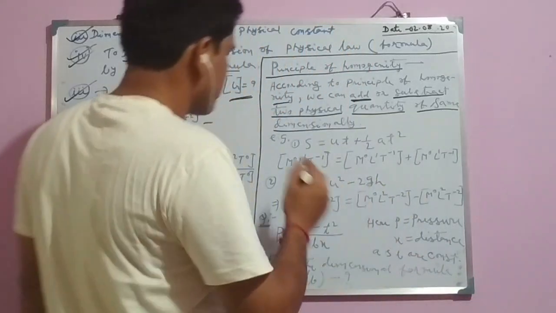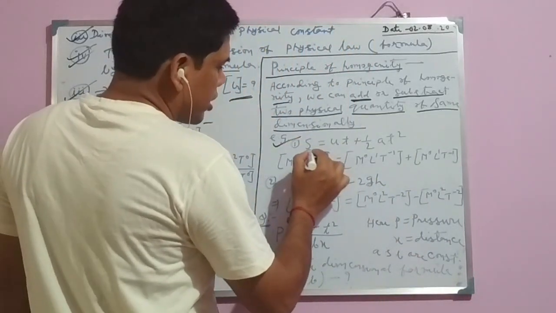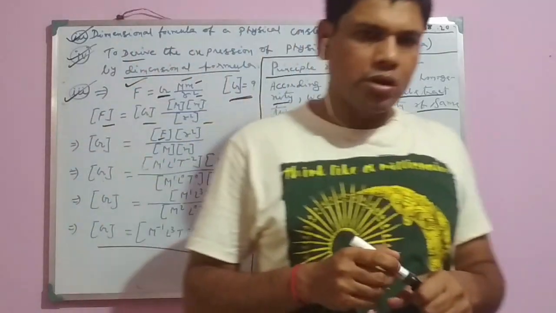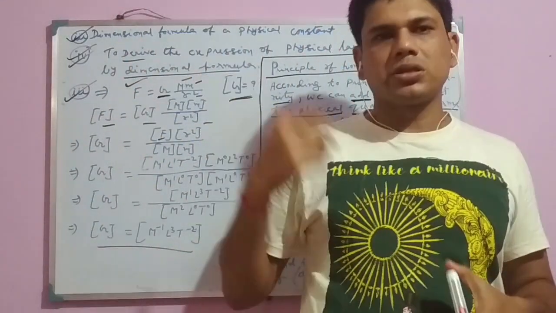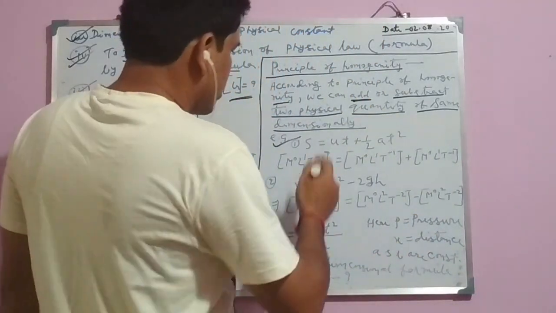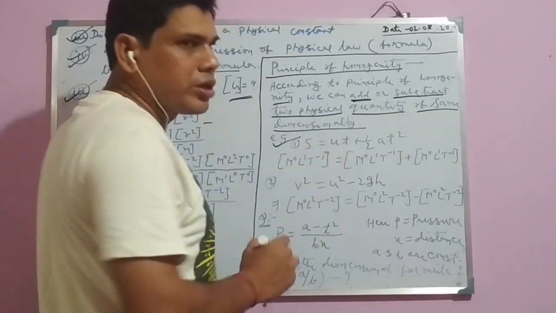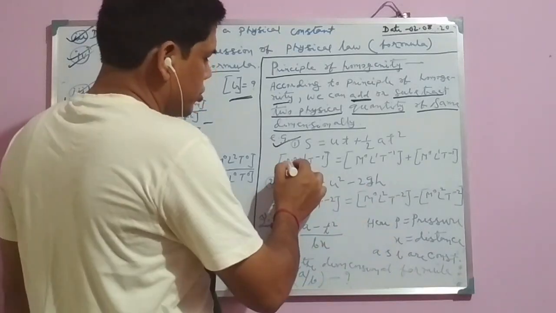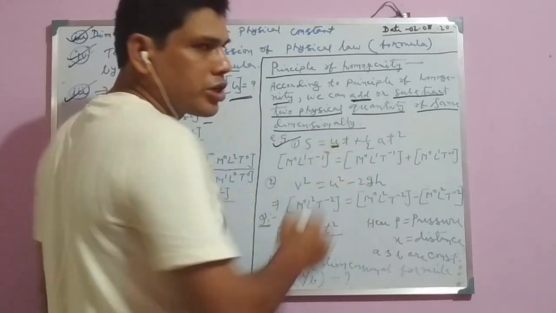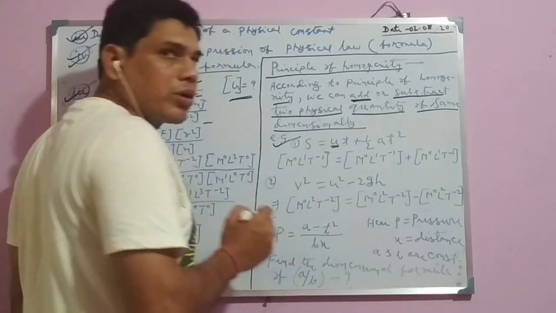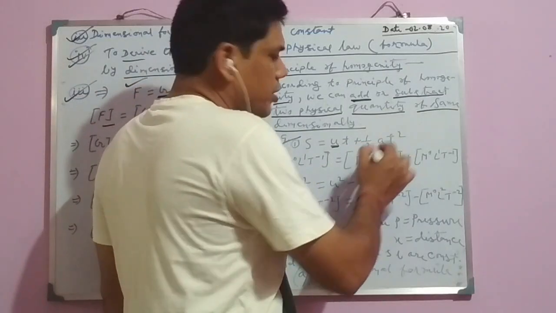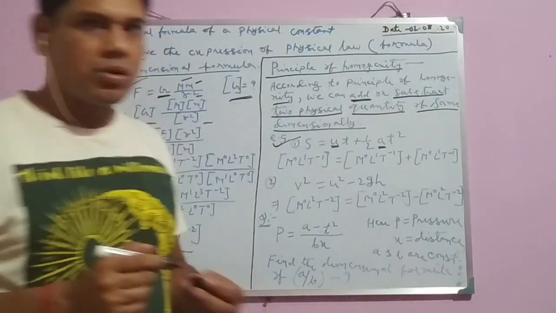Okay. Now example 1: S equals ut plus half at square. This equation is given to you. We already checked in the last class that this equation is correct. Now the dimensional formula of S, which means displacement or distance, is M to the power 0, L to the power 1. U means initial velocity, t means time, and a is acceleration and t is time.